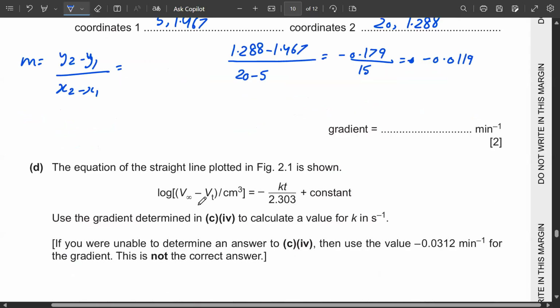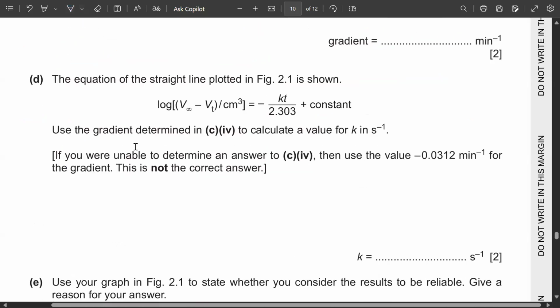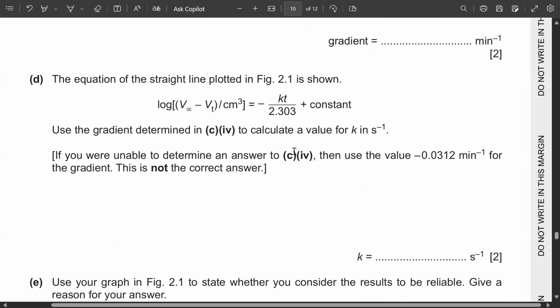Three significant figures means up to 0.0119. The equation of the straight line in the figure is shown. Use the gradient determined to calculate the value for k in per second. If you were unable, then use the value minus 0.0312. This is not the correct answer, so we have to find the value of k here. This k value over here. Use the equation of a straight line.